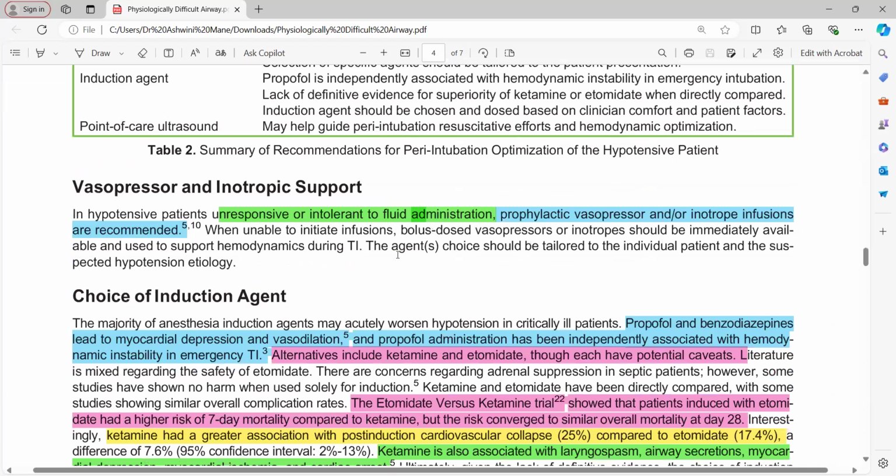Now, the next method is vasopressor and inotropic support. In hypotensive patients unresponsive or intolerant to fluid administration, prophylactic vasopressor and inotrope infusions are recommended. So, when unable to initiate an infusion, bolus dose vasopressors and inotropes should be immediately available and used to support hemodynamics during tracheal intubation. The choice of agent should be tailored to the individual patient and suspected hypotension etiology.